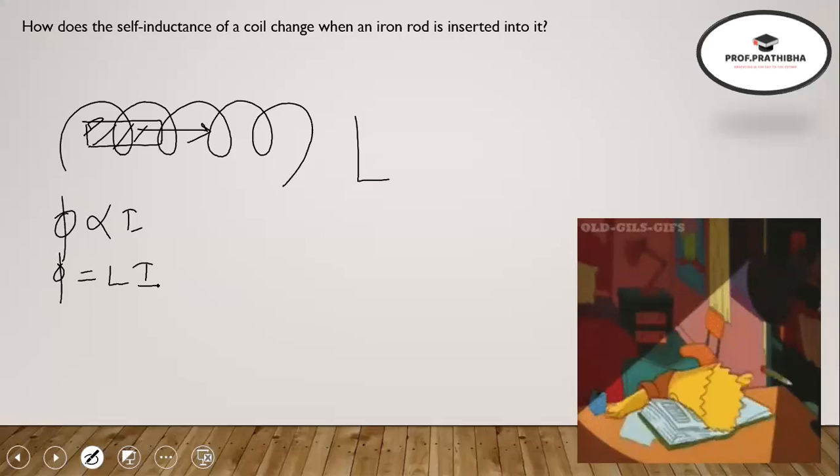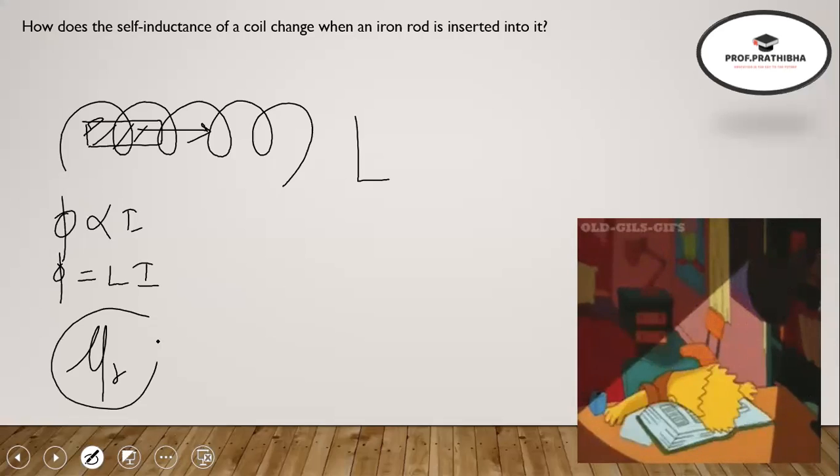Whenever we are talking about iron, we are talking about ferromagnetism, and when we are talking about ferromagnetism, which property is the most famous there? So the most important thing about iron is mu r. What is mu r? Relative permeability. Yes. So soft iron's relative permeability is very, very high. So if mu is very, very large, that is, mu r is very, very large, then what will the self-inductance be?